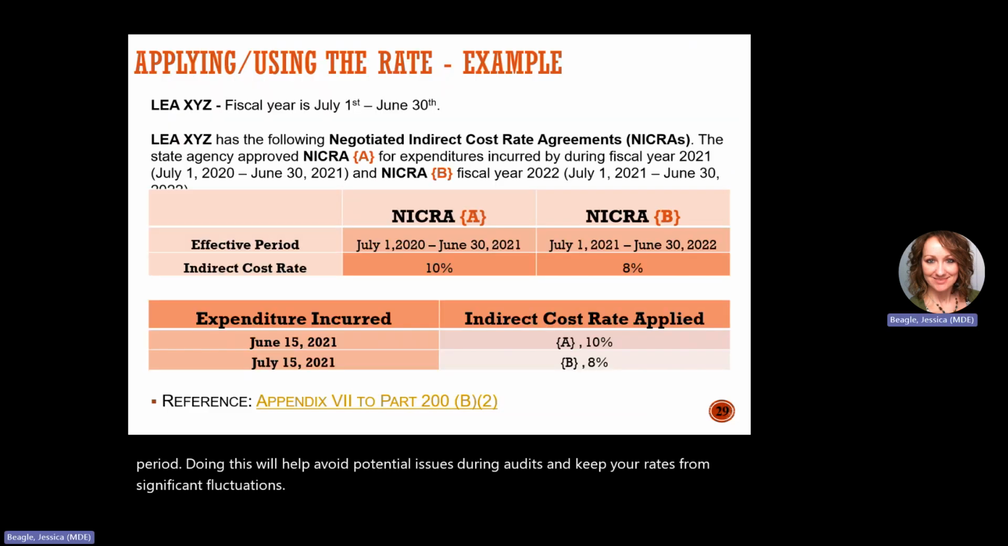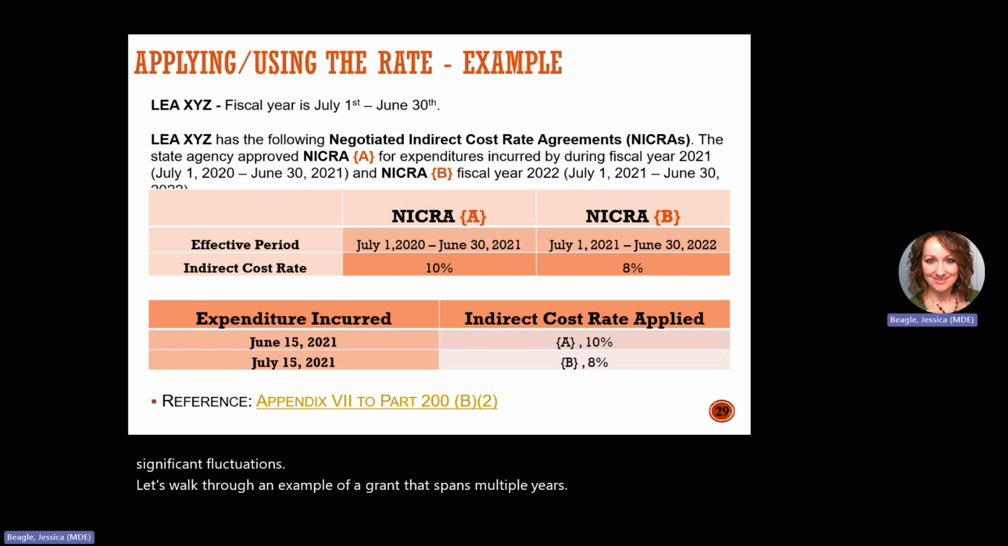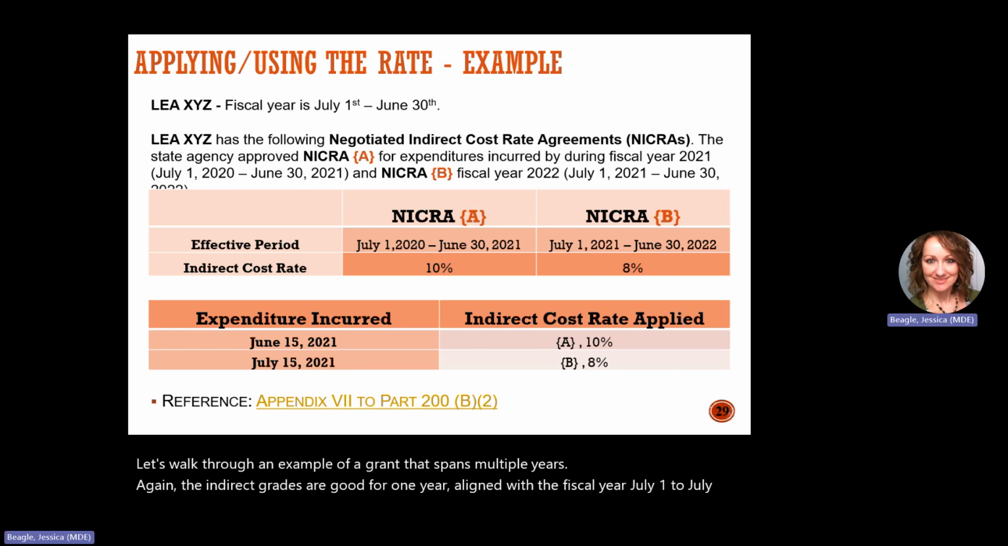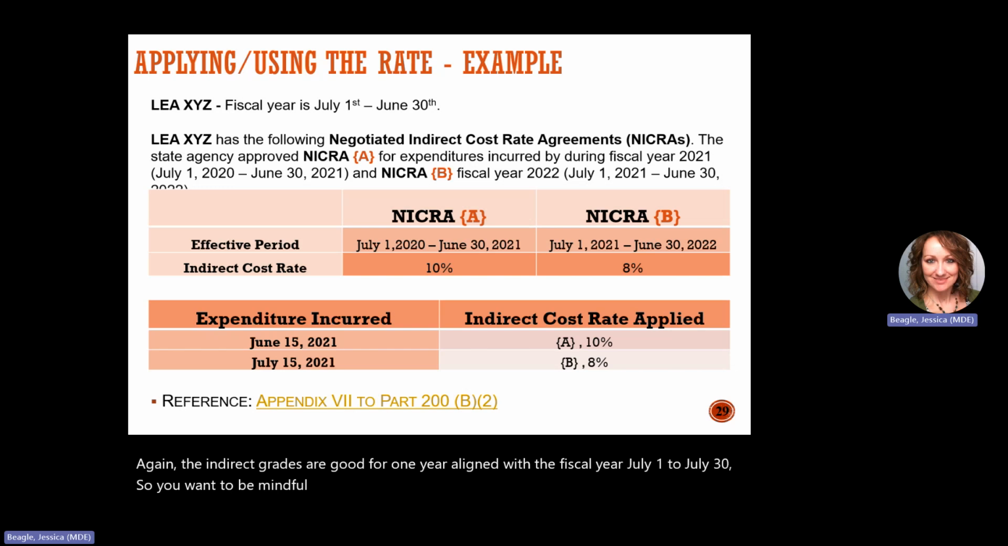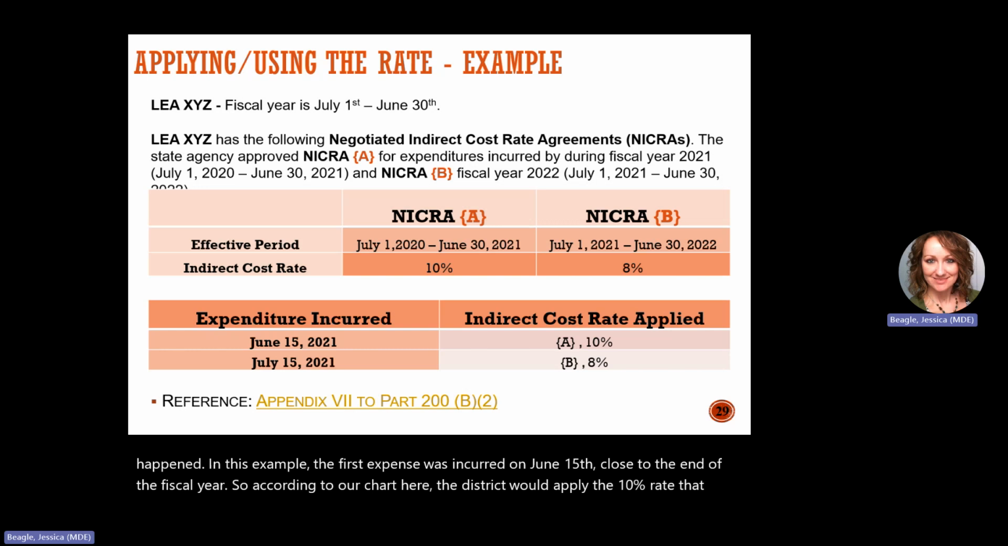Let's walk through an example of a grant that spans multiple years. Again, the indirect rates are good for 1 year, aligned with the fiscal year, July 1 to June 30. So you'll want to be mindful of which rate you're using based on when the expenditure actually happened. In this example, the first expense was incurred on June 15th, close to the end of the fiscal year. So according to our chart here, the district would apply the 10% rate that was in effect at that time.